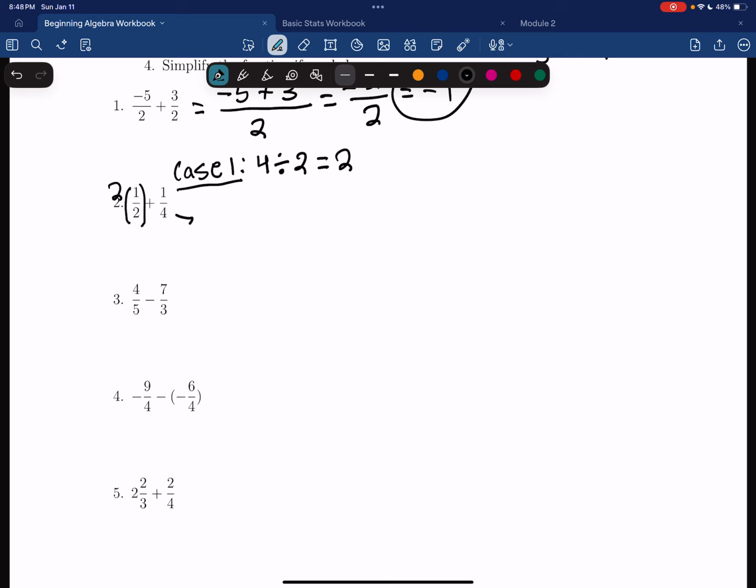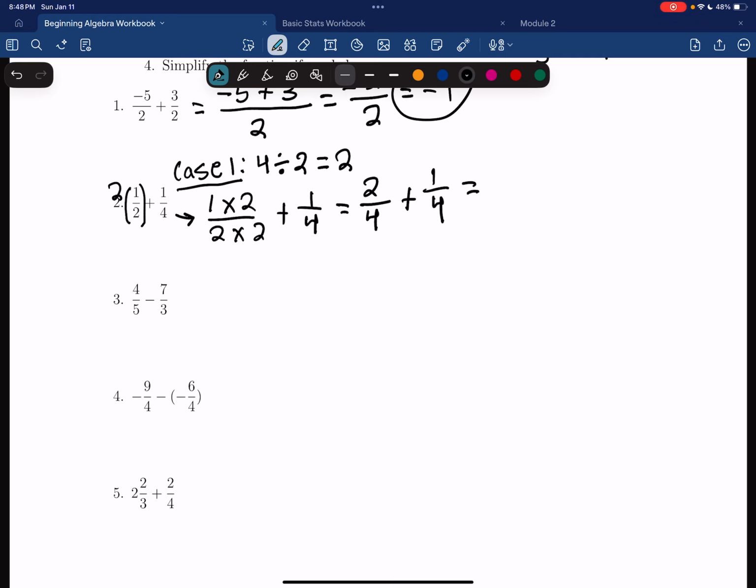So let's write this out. We're going to multiply this whole fraction by 2. So we're going to have 1 times 2 over 2 times 2, and then we're going to carry along that fraction 1/4. Now simplifying this first fraction out, 1 times 2 is 2, and 2 times 2 is 4. So we get 2 over 4 plus 1/4.